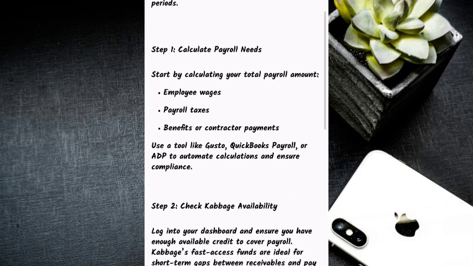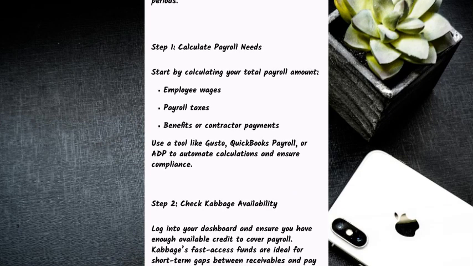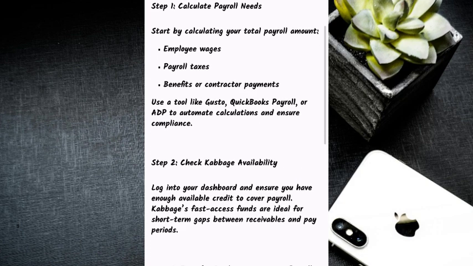The first step, calculate payroll needs. Now you want to start by calculating your total payroll amount. That's employee wages, payroll taxes, and benefits, and contractor payments. Now you will use a tool like Gusto, QuickBooks Payroll, or ADP to automate calculations and ensure compliance.